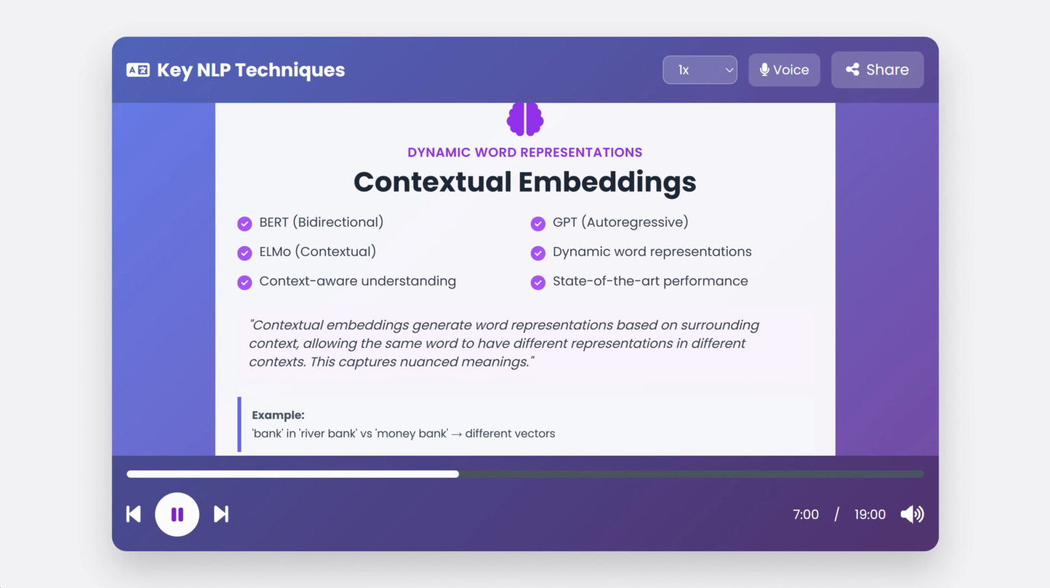Contextual embeddings take word representations to the next level by generating dynamic vectors based on surrounding context. Unlike static word embeddings where bank always has the same vector, contextual embeddings like BERT, GPT, and ELMo generate different representations for the same word depending on context.